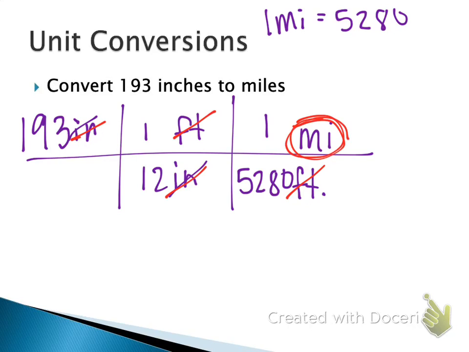So 193 times 1 times 1, don't really need to do that. Divide by 12, divided by 5,280. And we should get exactly the same answer. Okay, I'm just showing you this is the process that I will go through.